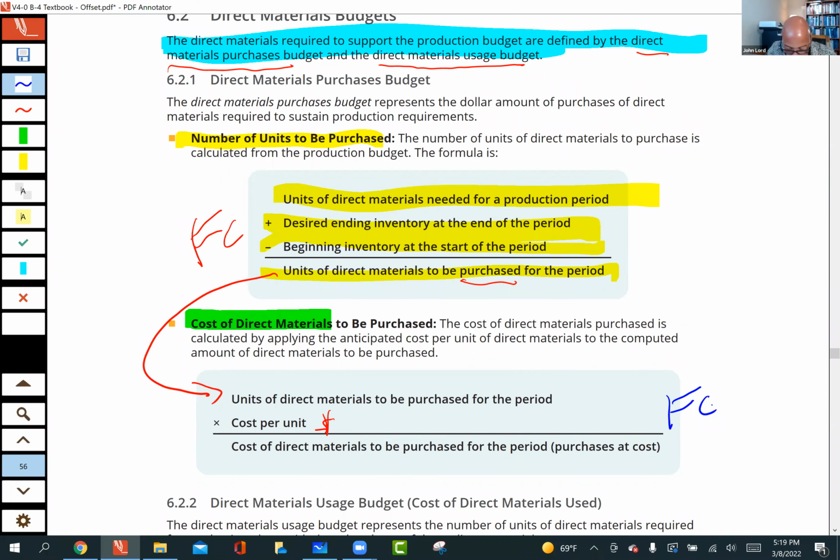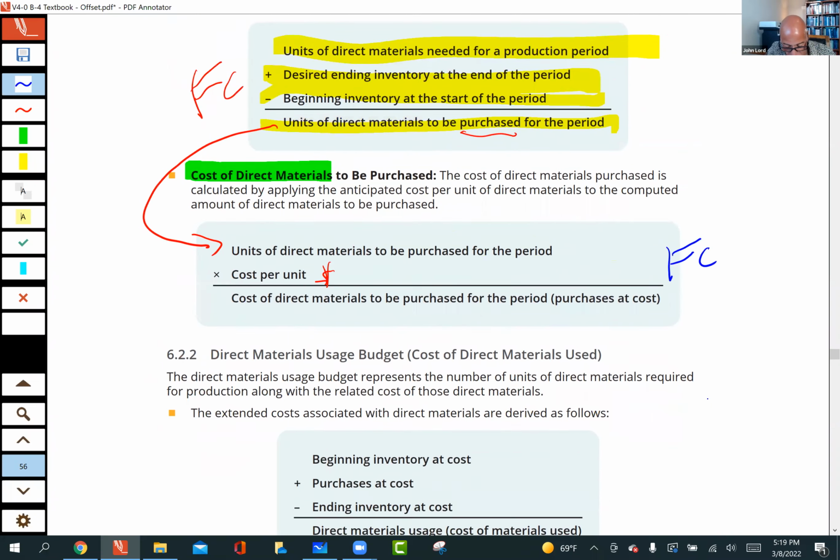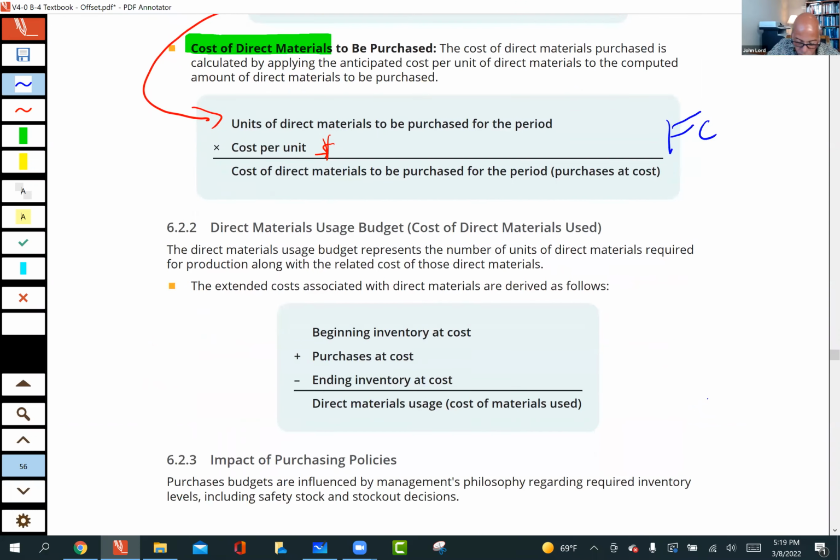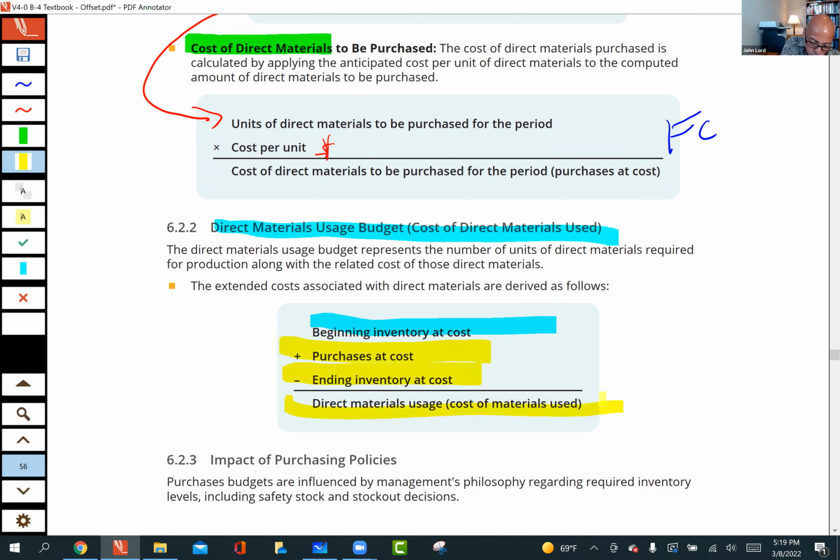Now you come over, and to figure out the actual amount of direct materials to be used, you would have your direct materials at cost plus whatever you purchased at cost minus the desired ending inventory, and that gives us the actual materials that we will use. So you're really coming up with 2 things here. What is the amount of materials to purchase? What is the amount that will actually be used?